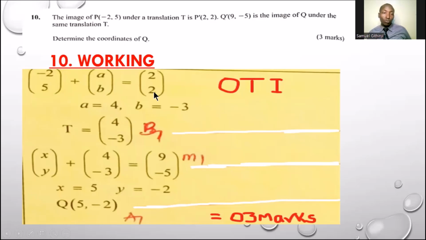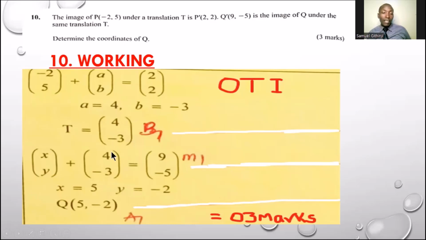Then I have 2 minus 5, I get negative 3. Okay, then I go ahead. This is the translating factor for negative 3 for the first bonus mark. Now I am looking for another point Q whose image is given. So here is the object, I add the translating factor, I get the image.